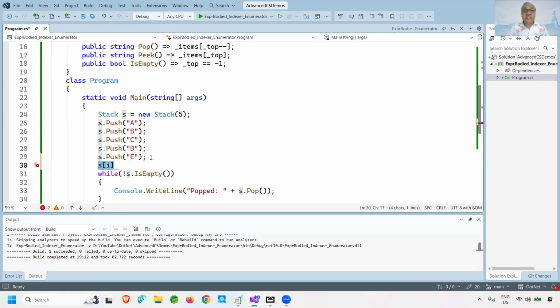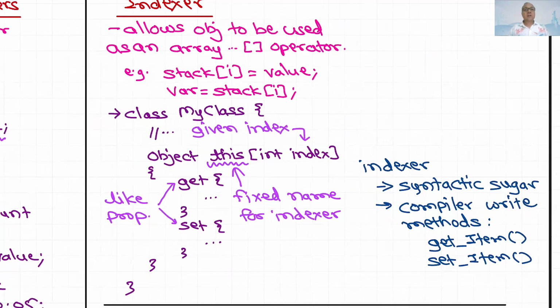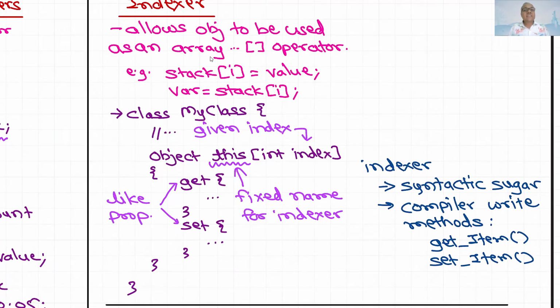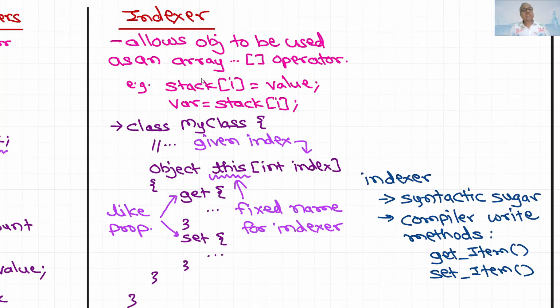In that sense, the indexer looks like a property. Let me tell you what exactly I'm talking about. So, an indexer allows an object to be used as an array, like this subscript operator. And then if you want, you can use it on the left hand side of the assignment operator or right hand side of the assignment operator. The typical syntax followed by the indexer is you need to write the method in which the name of the method must be this. It is a hard-coded name. And then you need to take the index.